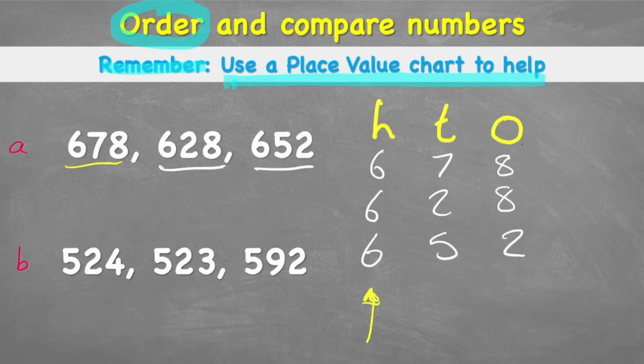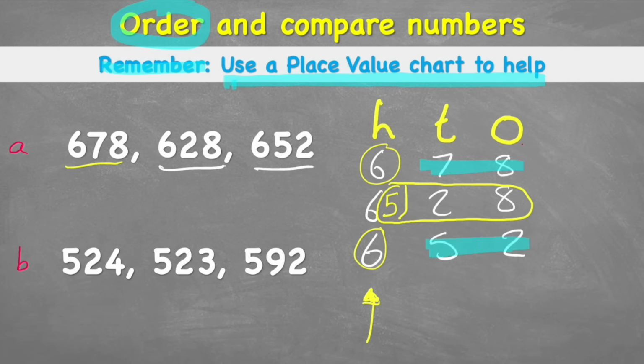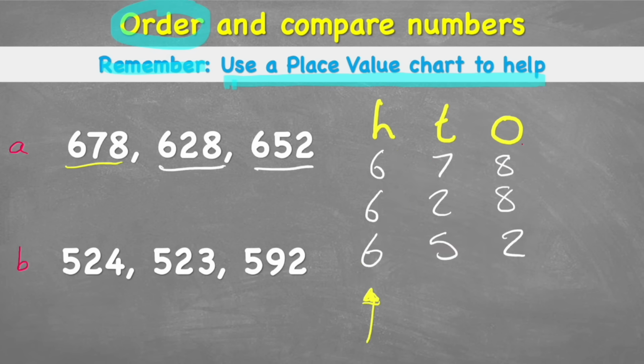That's our largest column. This is the most important column because, for example, if we had a 5 in here, we would automatically know that this number would therefore be the smallest because 500 will always be less than 600, and therefore it doesn't matter what happens after the number, because 528 will always be smaller than any 600 number. But in our case, we unfortunately have three 6s, so that doesn't really help us.